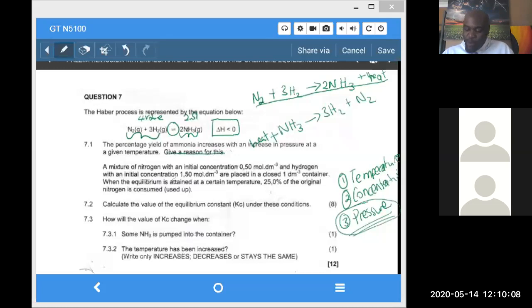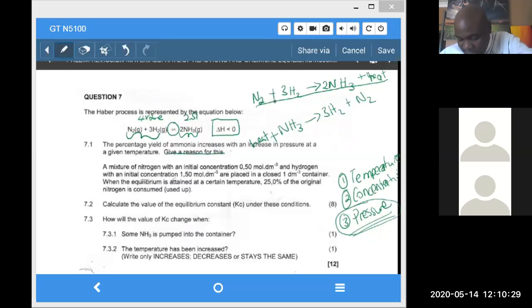Someone might ask, how will temperature affect this one here? Remember, we are not talking of rates of reaction here. We are talking of percentage yield. In other words, how much of this is there and how much of this is there. So if you increase temperature, this reaction, as you can see, the forward reaction is exothermic. The backward is endothermic.